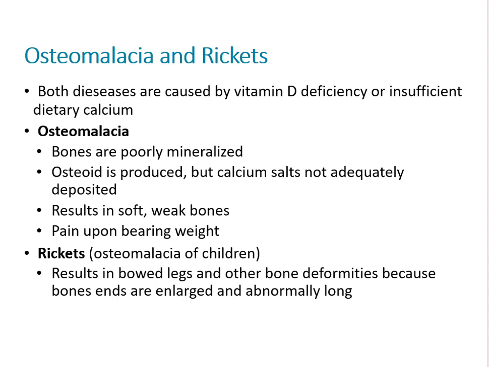Both diseases are caused by vitamin D deficiency or insufficient dietary calcium. So that produces bones that are poorly mineralized, that are mostly just collagen and quite bendy because they don't have calcium salts adequately deposited. So they have soft, weak bones. Osteomalacia is usually what we call this disorder when we see it in adults, and we call it rickets when we see it in children. Both can result in bowed legs, other bone deformities, and bones that are really enlarged and abnormally long. But we can also see quite a lot of pain when individuals try to put weight on these misdeveloped bones.